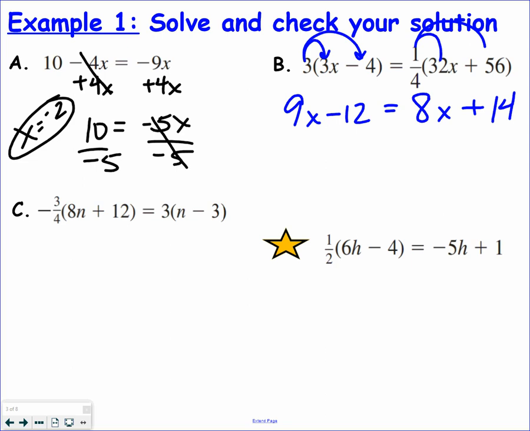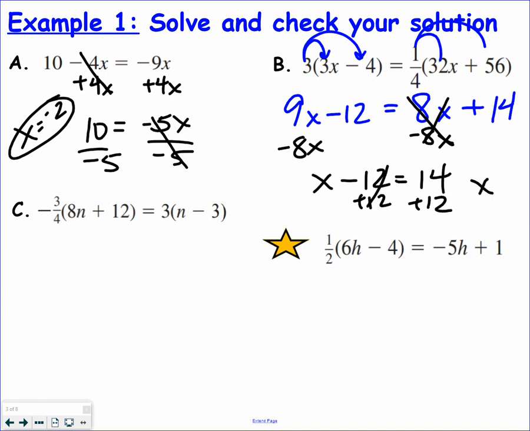Now, I see an x on both sides of the problem. The first thing I should do is combine like terms, or in this case, get the x's on the same side. So I'm going to subtract 8x. That will get both x's on the left. So 9x minus 8x is 1x. And now I'm down to a question that I've solved previously. Inverse operation: I would add 12 to both sides, and x would equal 26.